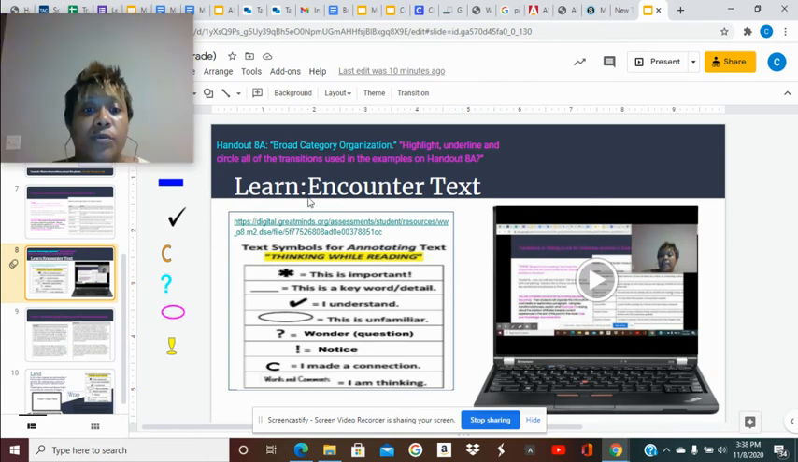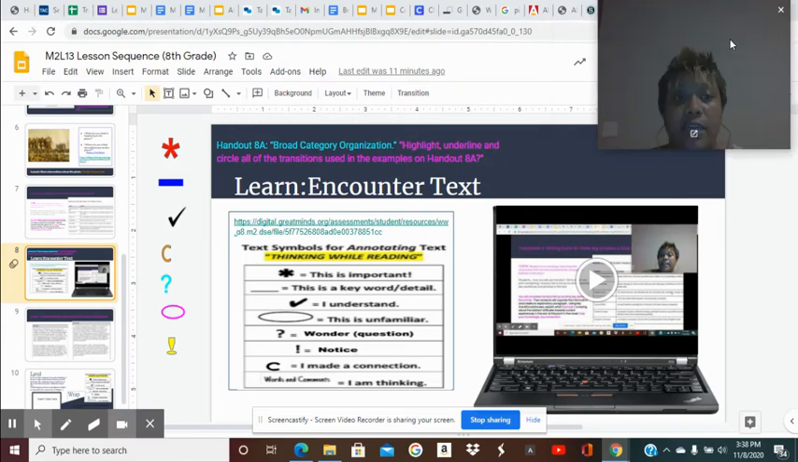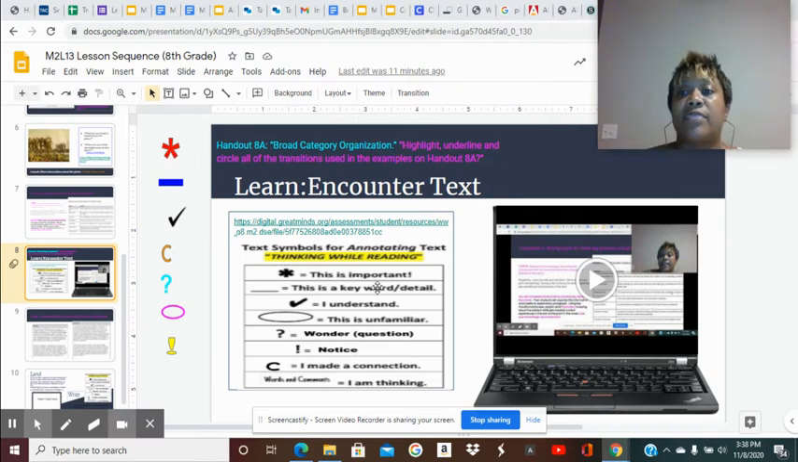So we will use a red asterisk. Let me move this over here so you can see it. We will use a red asterisk to represent that this particular information is important. We will use our underline. This is supposed to be an underline, but we'll use that to represent that this is a key word or a key detail or our key phrase, our transitional phrases. Check mark means I understand it. I got it. Check on to the next.